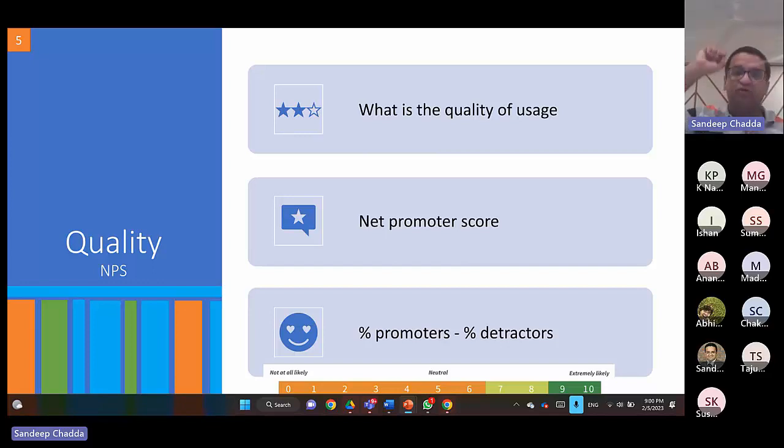For those who've gone to Decathlon, you would have seen a smiley face and a frown. That is nothing but validating the quality of your purchase or the time that you spent in Decathlon. Did you feel happy? Did you not feel happy? Not going into the details.